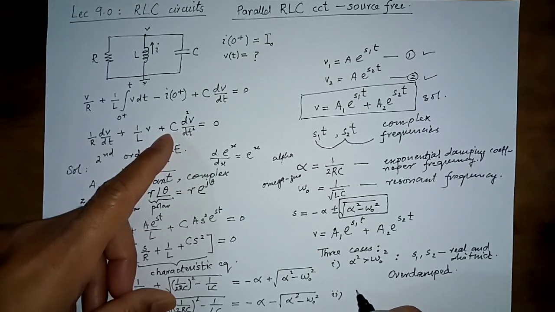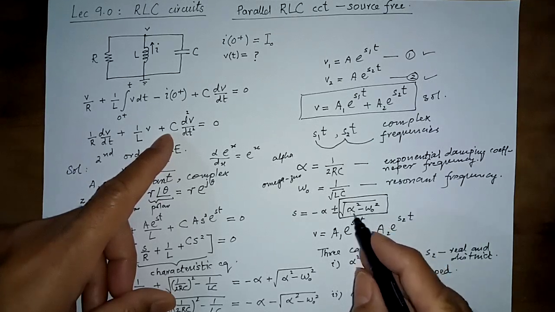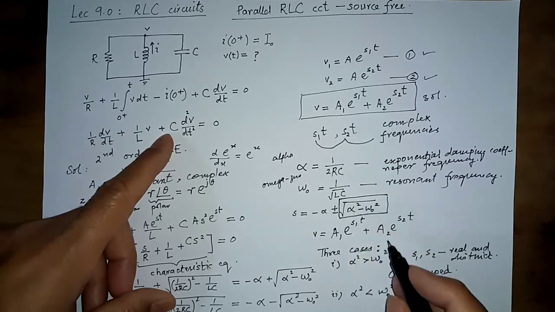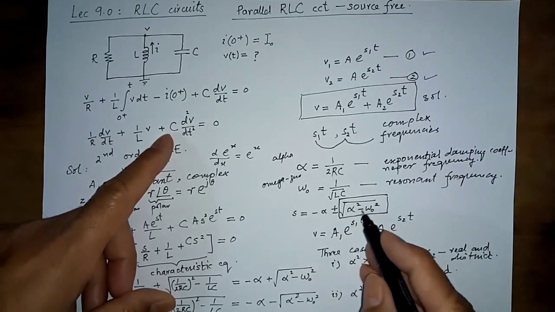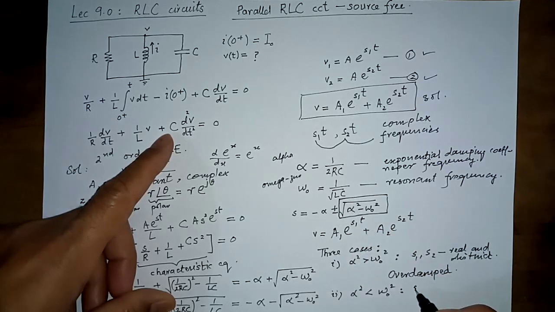The other case is when alpha square is less than omega naught square. In such a case, this would be an imaginary term with iota, and S1 and S2 would be complex numbers, with this term the same, so complex conjugates. When this happens, we say the response is underdamped.